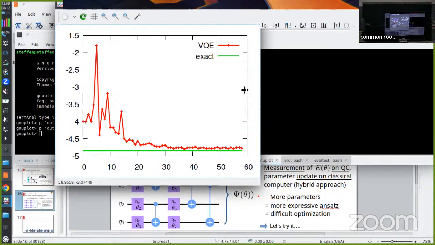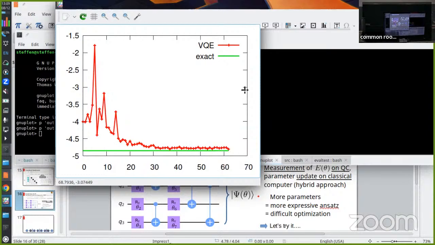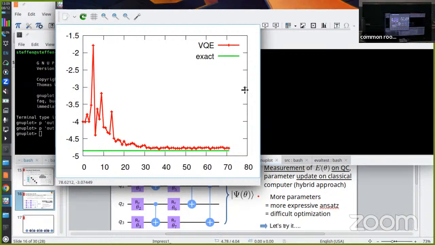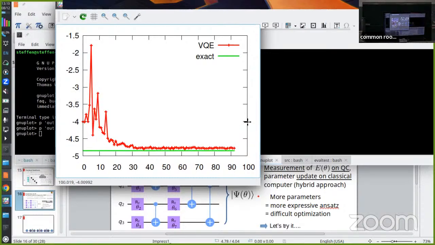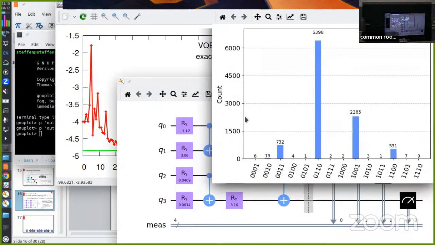Okay, we're not perfectly close to the ground state. Maybe okay. So we're very close and it seems to be converged. So maybe this is not the optimal ground state, but very close.